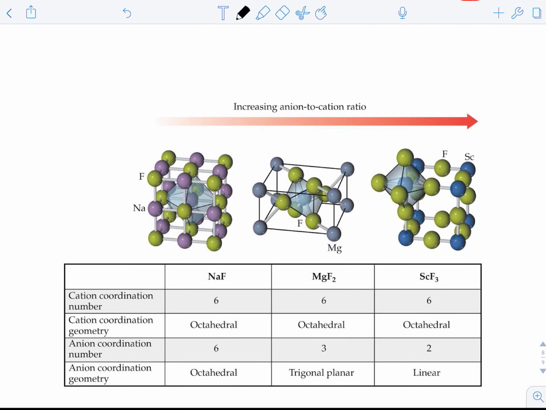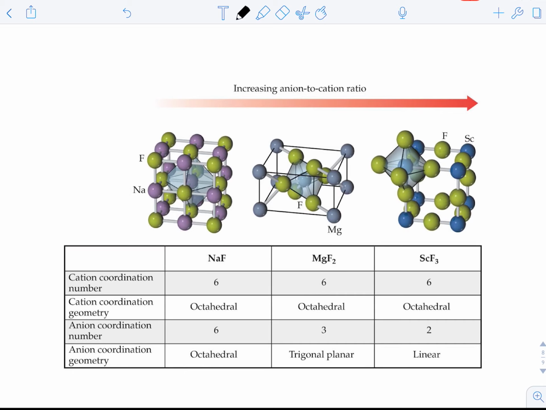And here we go, looking at our anion to cation ratio. So coordination number of 6. They are equal to each other, so we'll have an anion coordination number of 6. If we have a 1-to-2, the cation coordination number is 6, and our anion coordination number will be half of that. 1-to-3, 6-to-2 for our anion.